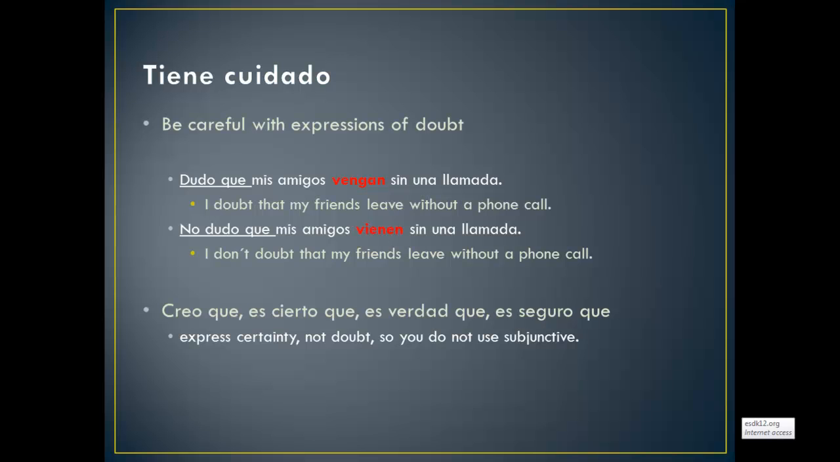Now, on the flip side, if I turn these around and I start saying, no creo que, no es cierto que, no es verdad que, no, it's not certain that, no, I don't believe that, no, I'm not sure that, it goes back to being doubt again. All right? So if they're in the affirmative, if they're saying, yes, I believe it, creo que, yes, it's certain that, es cierto que, then you do not use subjunctive. If they're negative, if we start saying no creo que, that leaves doubt, so we use the subjunctive.